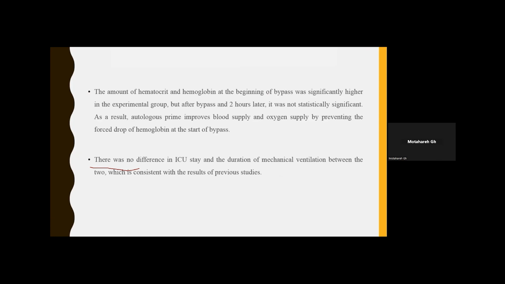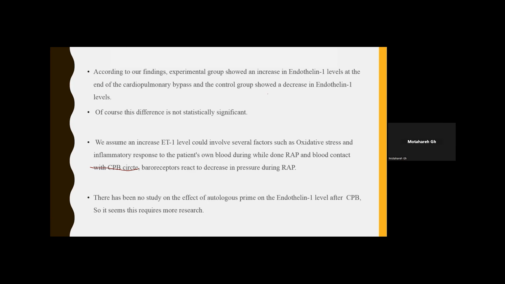The amount of hematocrit and hemoglobin at the beginning of bypass was higher in the experimental group, but after bypass and 2 hours later, it was not significant. As a result, autologous prime improved blood supply and oxygen supply by preventing the forced drop of hemoglobin at the start of bypass. There was no significant difference in ICU stay and the duration of mechanical ventilation between the two groups, which is consistent with the results of previous studies.